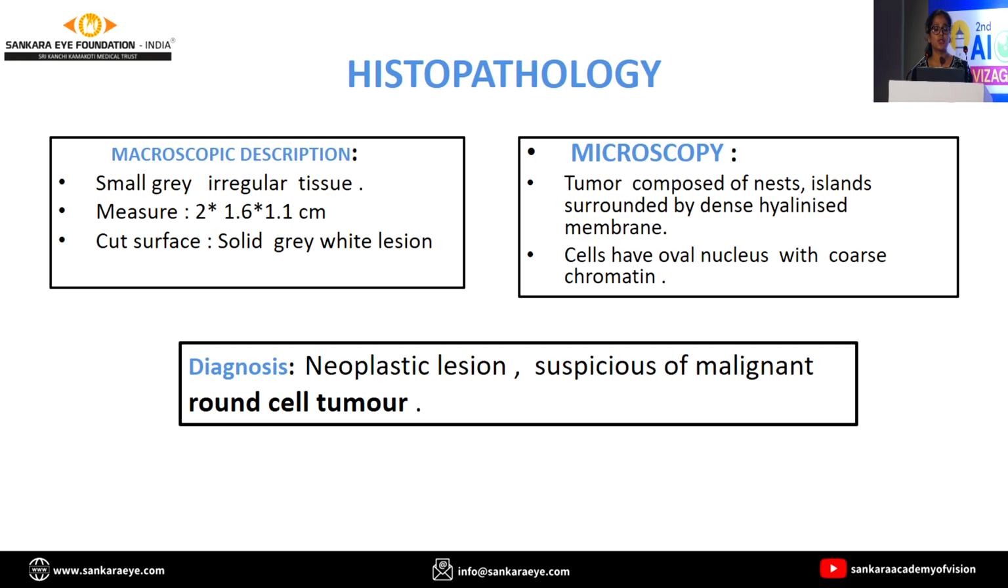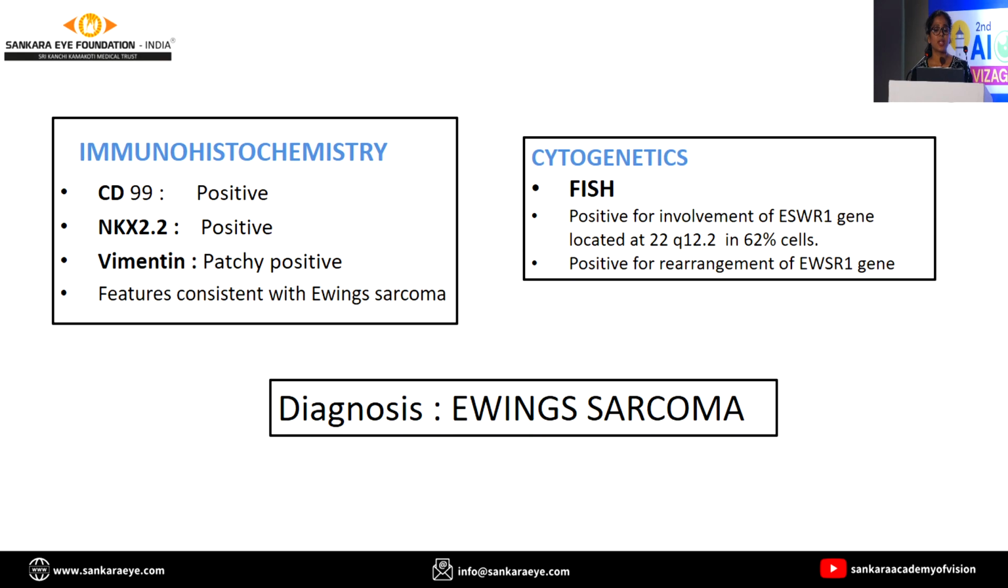The histopathological report showed a solid grey-white lesion measuring about 2 by 1.5 centimeters, and on microscopy the tumor was composed of nests and islands of cells surrounded by dense hyalinized membrane with oval nucleus and coarse chromatin. Based on histopathology, the diagnosis was made as a neoplastic lesion suspicious of malignant round cell tumor.